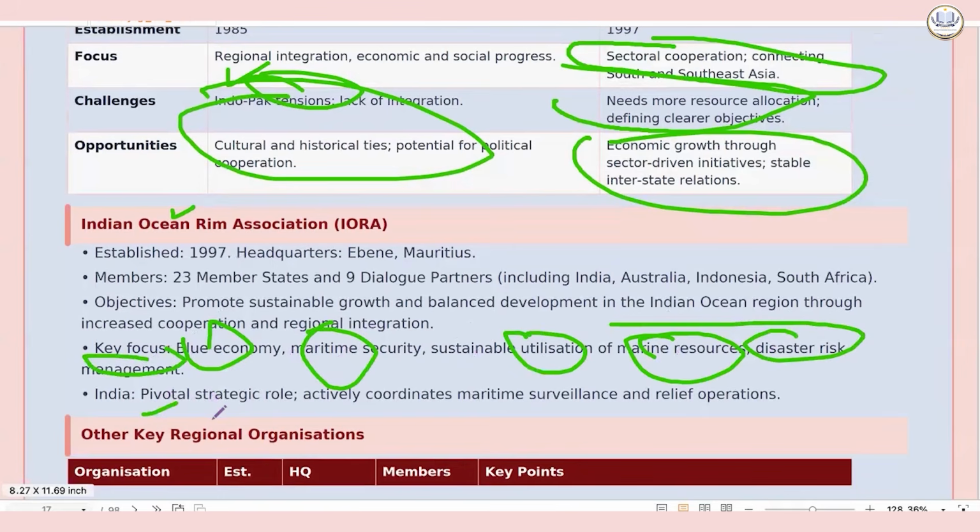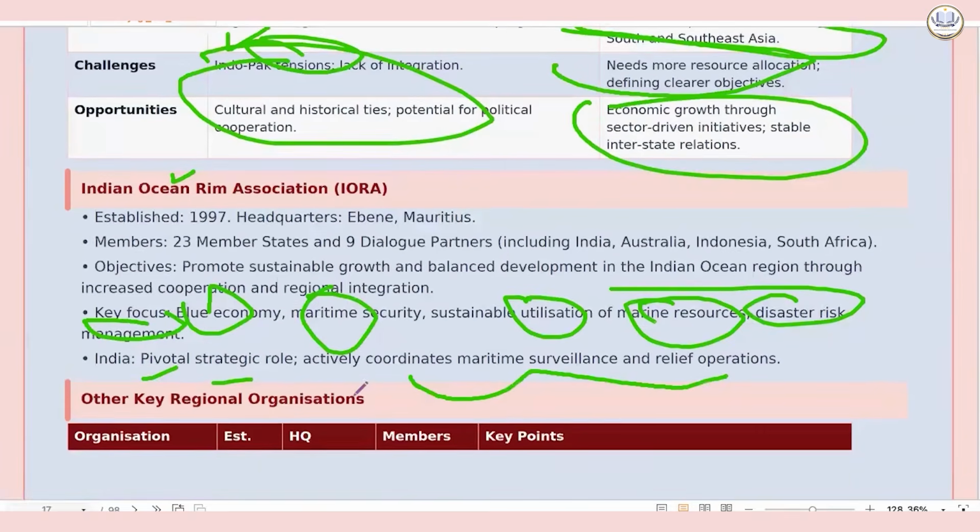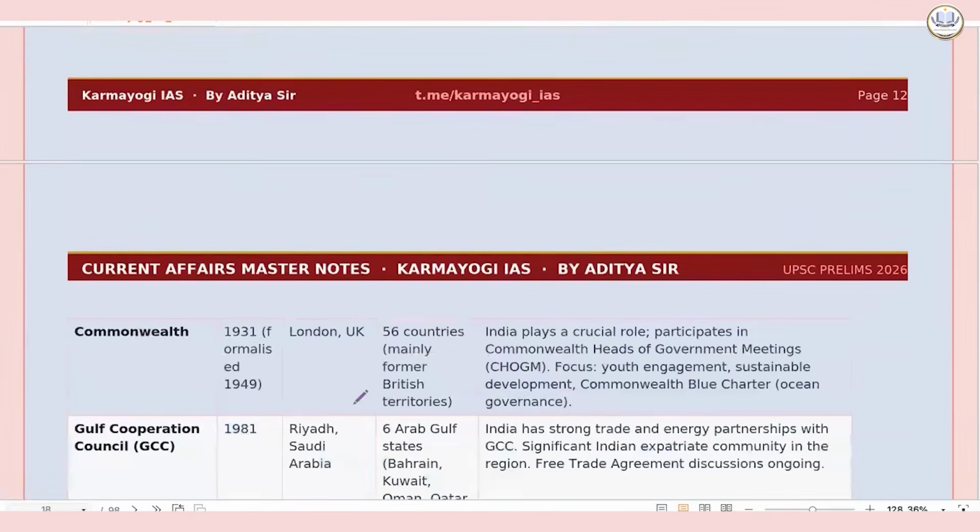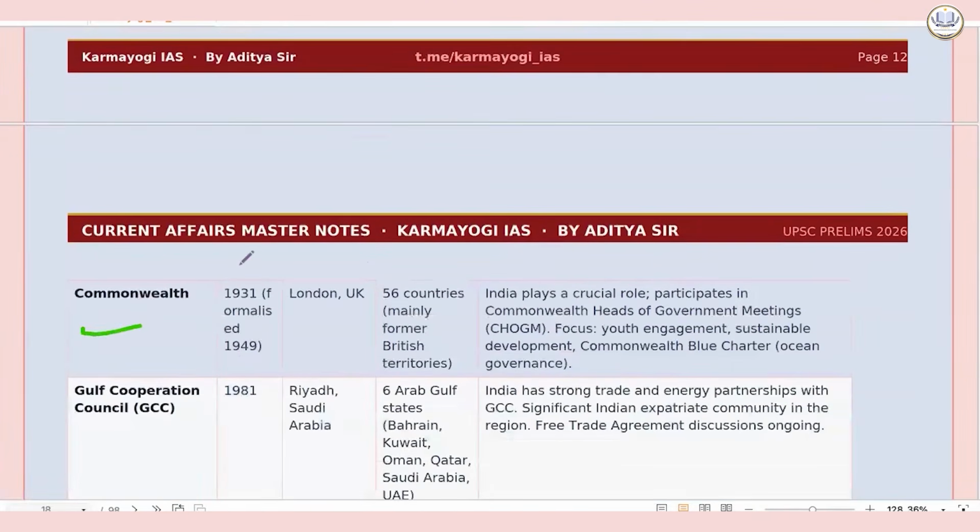India played a pivotal strategic role. It coordinates maritime surveillance and relief operations. And other key regional organizations like Commonwealth. Conceptually it was formed in 1931 and formalized in 1949, London, UK. 56 countries, mainly former British territories. India plays a crucial role, participates in Commonwealth Heads of Government meetings. Focus is basically on youth engagement and sustainable development. Commonwealth Blue Charter on ocean governance.